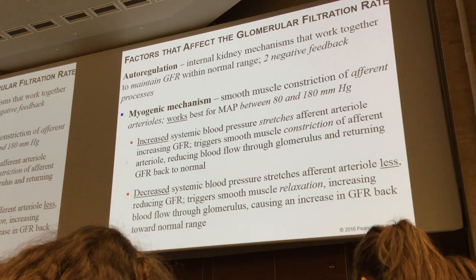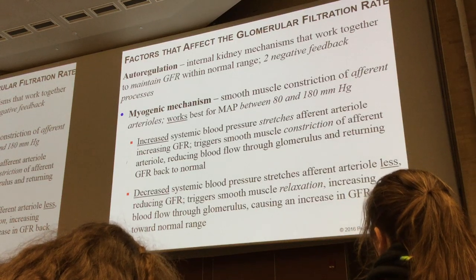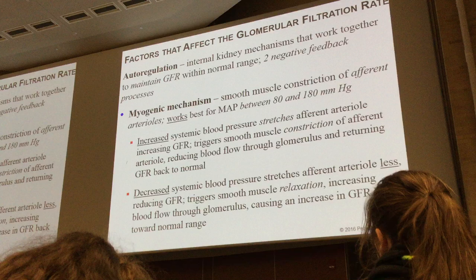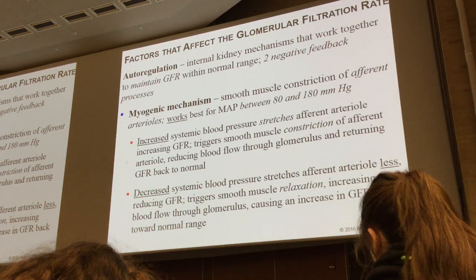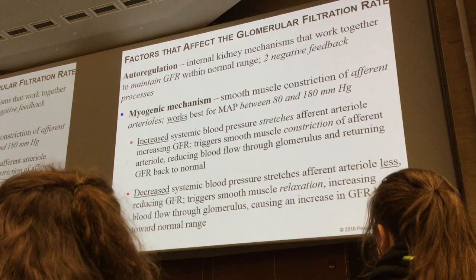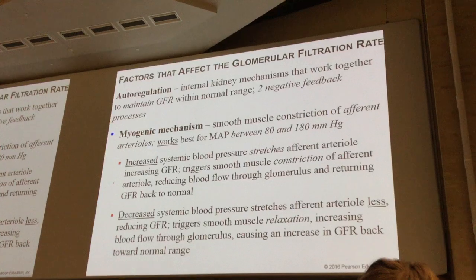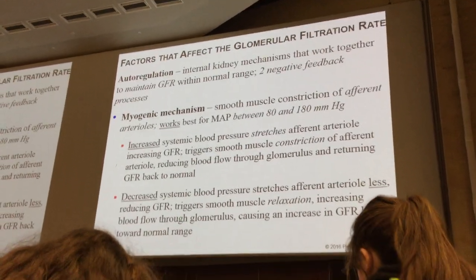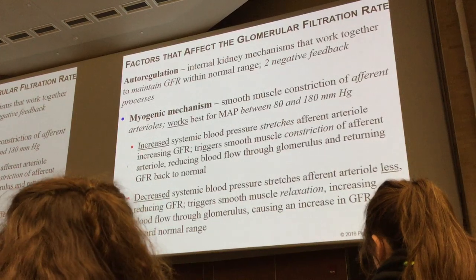The first is the myogenic mechanism. Myo means what? Muscle. And here we're talking about the smooth muscle of the afferent arterioles. And it's the afferent, because the afferent is detecting the pressure coming into the kidneys, and it doesn't want to blow them up, or it doesn't want it to be too low.